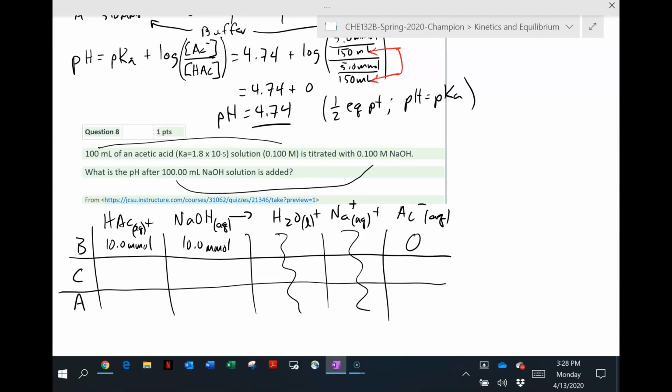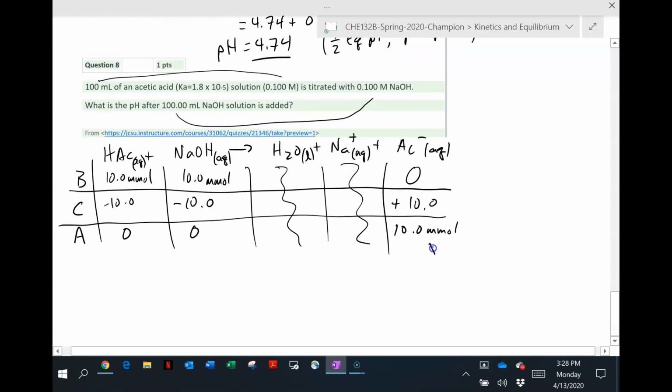But what happens is we look for the limiting reactant. We have double limiting reactants, acetic acid and sodium hydroxide both run out at the same time, and we make 10.0 millimoles of acetate ion. So at the end of this, we no longer have a buffer. All we have is acetate ion, which is a weak base. So to get the pH at the equivalence point, we have to do the weak base problem.